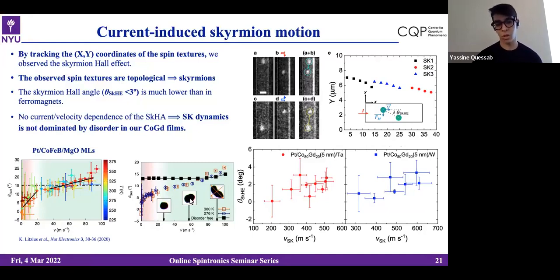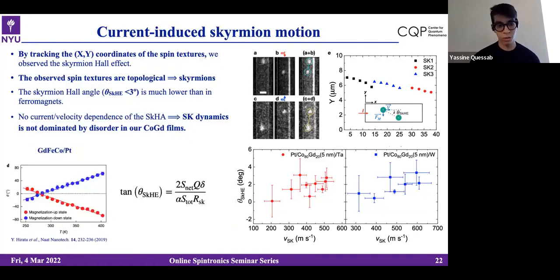So it appears that skyrmion dynamics in our cobalt gallium thin films is not dominated by disorder. There's also another recent study that has shown a vanishing skyrmion angle at the angular momentum compensation temperature. And so that gives us another explanation of why our skyrmion angle is much lower than in ferromagnets. And that is because we have a very small net spin density, with the angular momentum compensation temperature being close to room temperature. And actually, the net spin density is about 2 orders of magnitude smaller than a pure cobalt film.